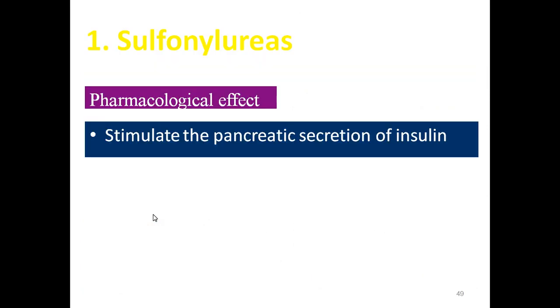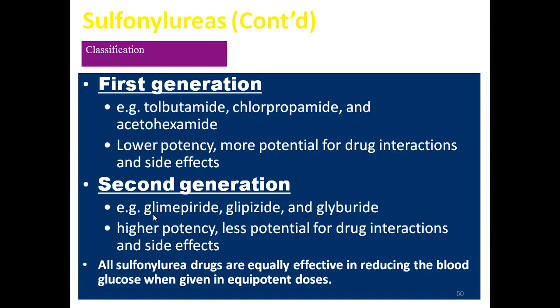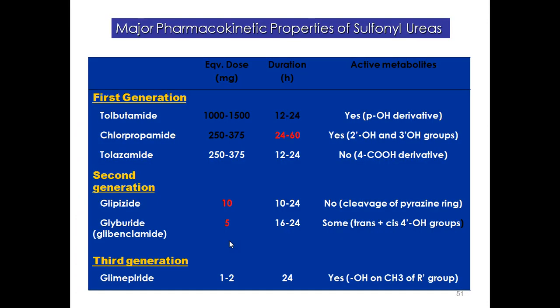So sulfonylureas stimulate the pancreatic secretion of the insulin. There are several generations of these. The first generation is tolbutamide, chlorpropamide, and acetohexamide, which are low potency drugs, with more potential for drug interaction side effects. The second generation is glimepiride, glipizide, and glyburide. They are higher potency, with less drug interaction side effects. All sulfonylurea drugs are equally effective in reducing the blood glucose when given in equipotent doses.